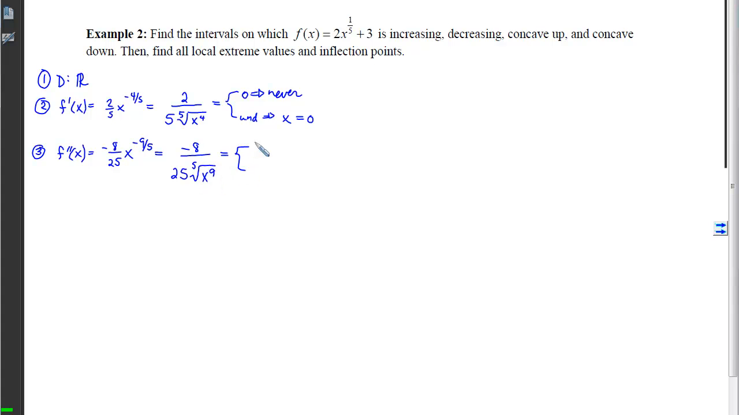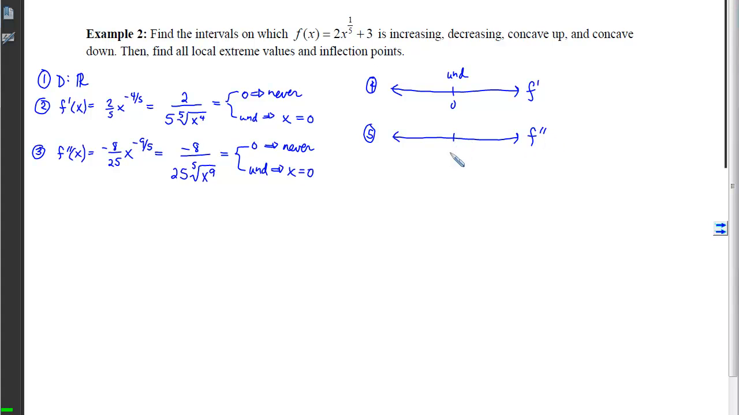When is that 0 and when is that undefined? It's never 0, and it's undefined at the same place that I had an undefined derivative. So what we want to do next is create labeled sign charts for both. So step 4 is a labeled sign chart for f prime. Notice that we just have a 0, which is undefined. And then step 5 is we want the sign chart for f double prime. And again, we're undefined at that 0.